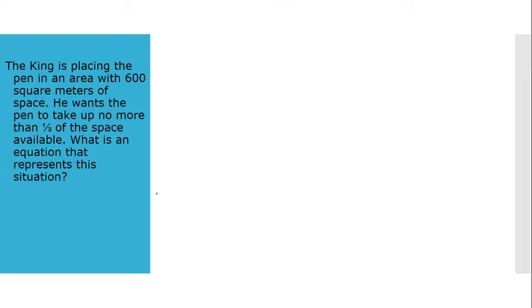The king is placing the pen in an area with 600 square meters of space. He wants the pen to take up no more than 1/3 of the space available. What is an equation that represents this situation? Well, we know that it's 600, so we can write a proportion. We want the area of our pen, A of x, over 600. Whatever area we get, divided by 600, should equal no more than 1/3. So we can write this proportion: our area over 600, since we have a total of 600, equals 1/3, since we want it to take up no more than 1/3. So 1/3 is the maximum that it can equal.